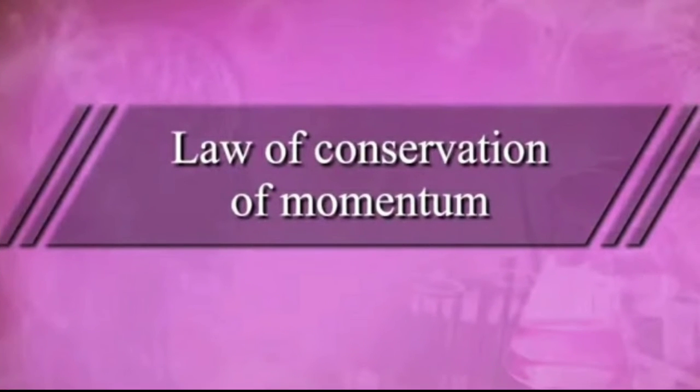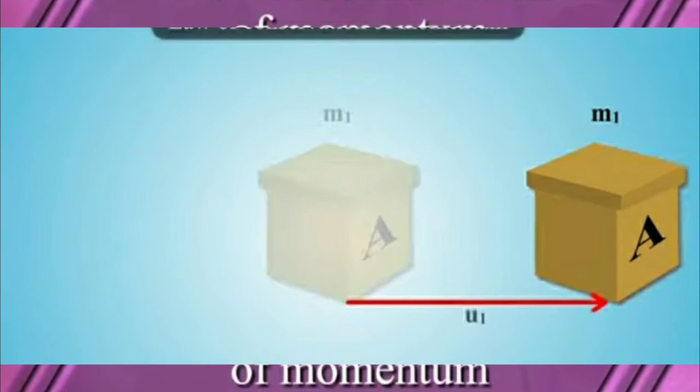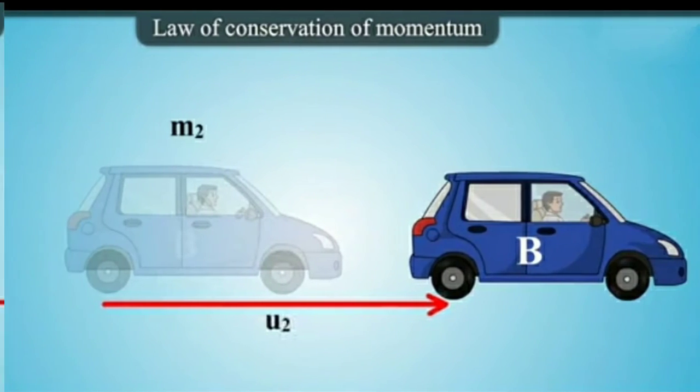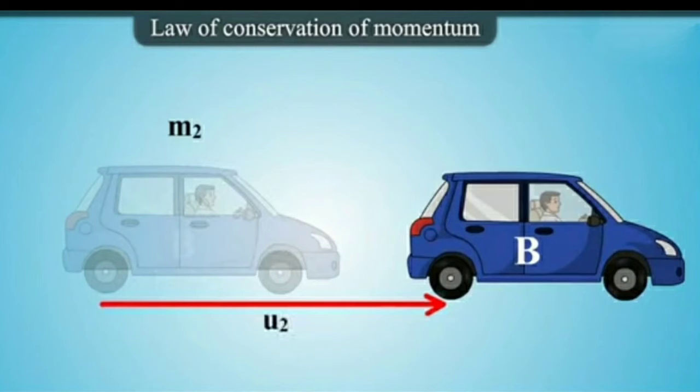Let's begin with the law of conservation of momentum. Now, as you can see on your screen, children, there is an object. Suppose an object A has mass m1 and its initial velocity is u1, and an object B has mass m2 and its initial velocity is u2. Okay, understood up till here?